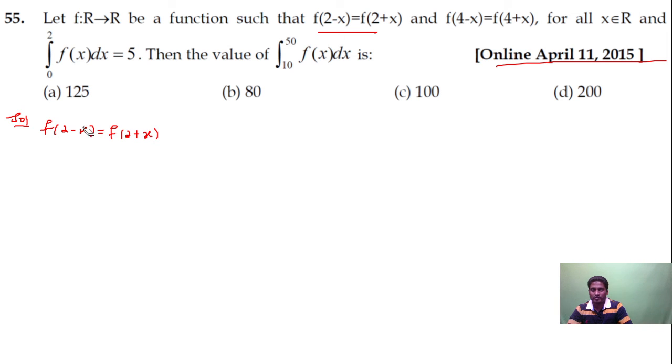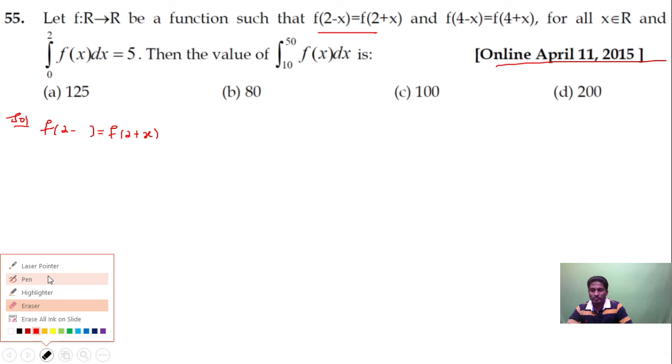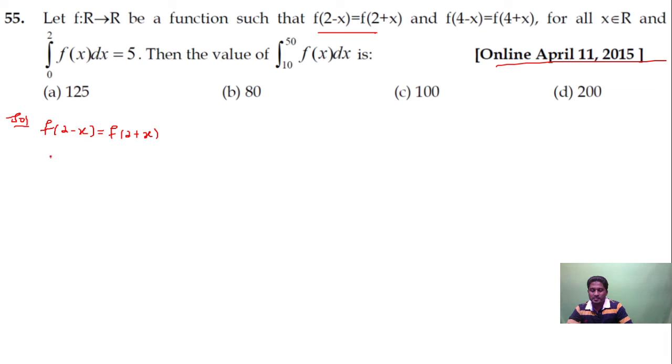What I'll do is I'm going to replace x by x plus 2. So if I replace x by x plus 2, this becomes f of 2 minus (2 plus x), or x plus 2, is equal to f of 2 plus (x plus 2). Open the bracket to get f of minus x is equal to f of 4 plus x.